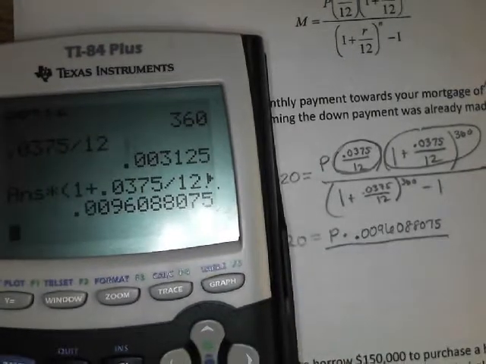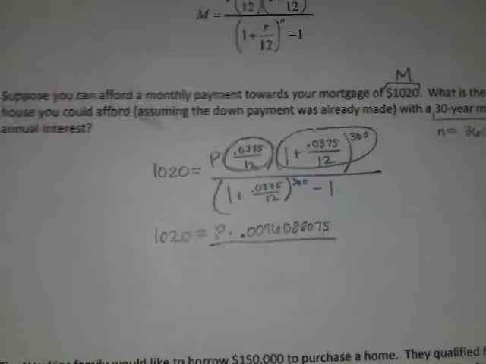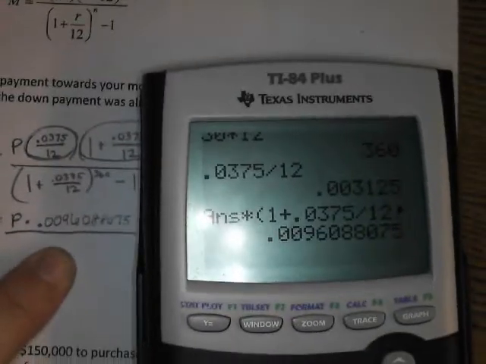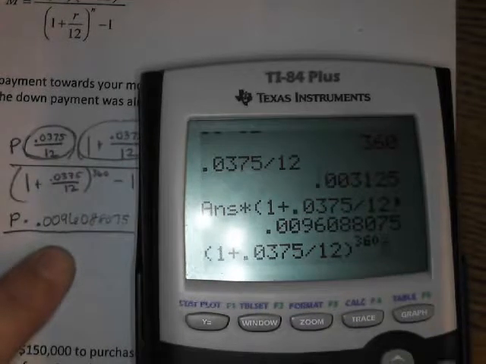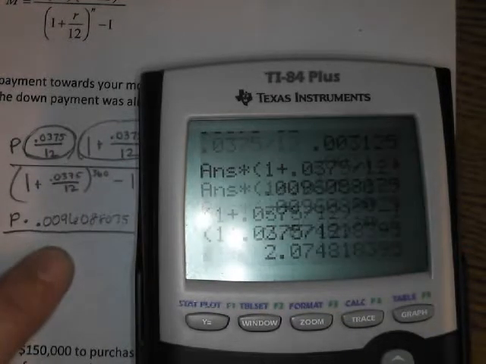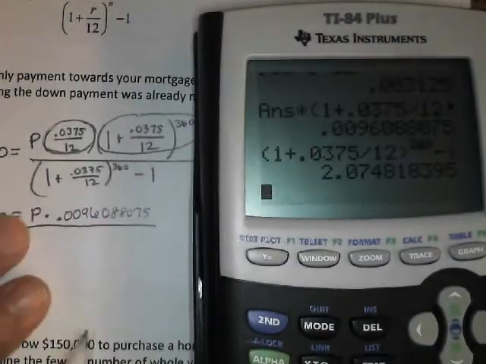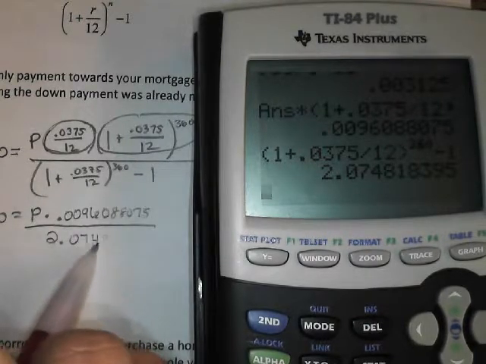And then my denominator is just, again, I can plug that in, parentheses, 1 plus 0.0375 divided by 12, close your parentheses, raise it to the 360th power, and then subtract 1. Also a disgusting decimal, but I'm going to copy that down verbatim, 2.074818395.